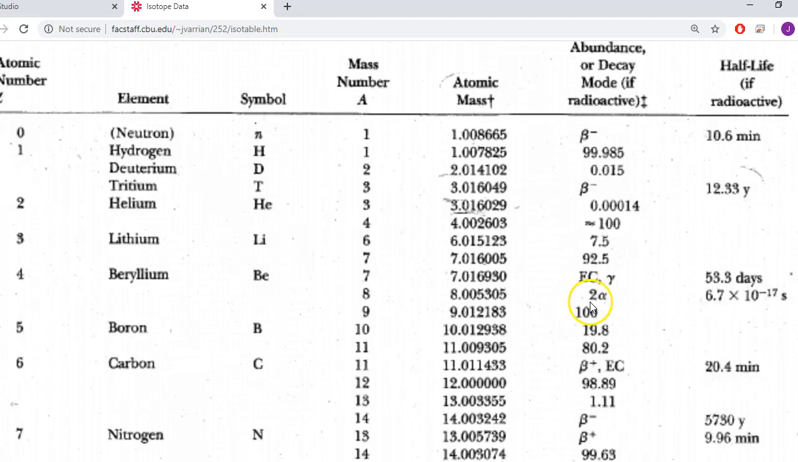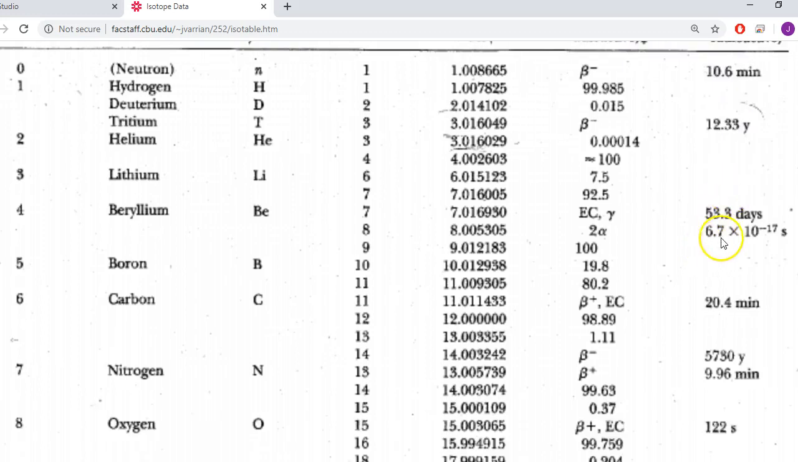For instance, if you look at tritium. Tritium is a common name for hydrogen-3. It has a half-life of 12.33 years. Here's a ridiculously short half-life of 10 to the minus 17 seconds, about 7 times 10 to the minus 17. That's that weird isotope of beryllium-8.